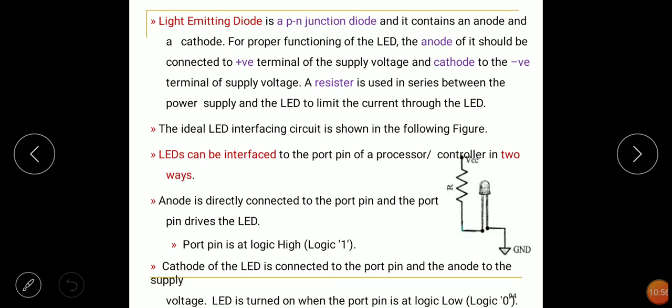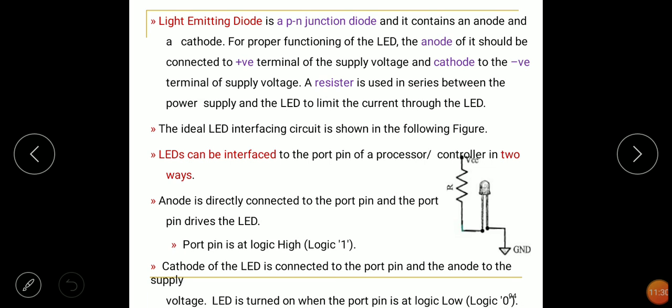So LEDs can be interfaced to the port pin of a processor or controller in two ways. In the first, the anode is directly connected to the port pin, and the port pin drives the LED. Two ways of connection to the pin of the microcontroller can take place. When the port pin is at logic high, the LED will glow. Another type is where the cathode of the LED is connected to the port pin, and the anode to the supply.